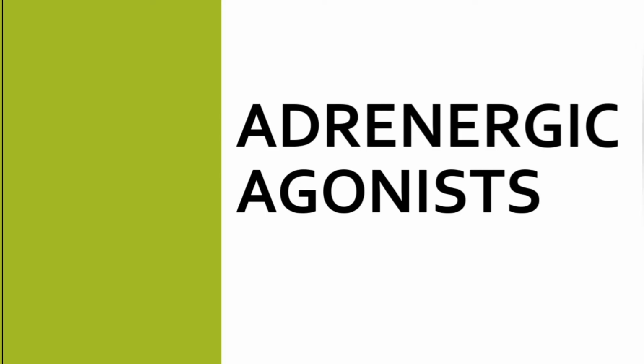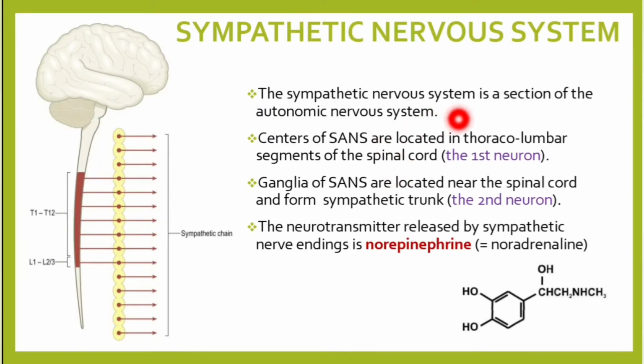In this video, we are going to talk about adrenergic agonists, the drugs which enhance sympathetic activity. If you remember sympathetic, flight or fight. So let's review the sympathetic nervous system. The sympathetic nervous system is a section of the autonomic nervous system. It's concerned with fight or flight. It has first order neurons and second order.